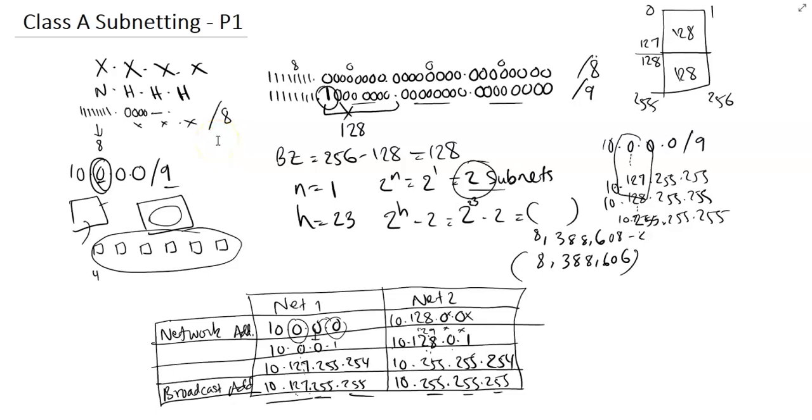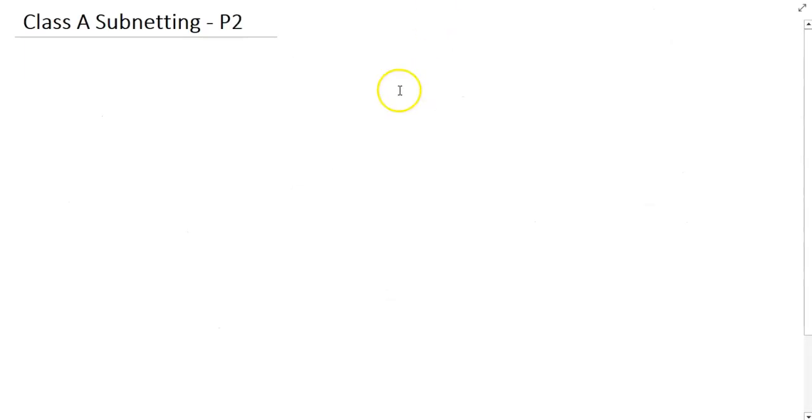Hello and welcome back. This is part 2 of Class A Subnetting, which is a continuation of our network series. In the previous example, I was showing you how to do Class A with /9. But in another example, I want to give you a bit longer subnet mask.